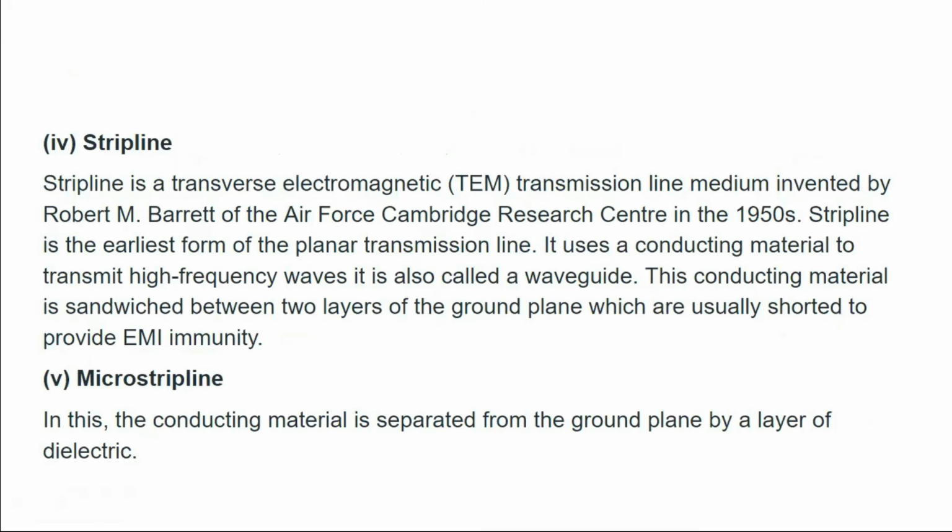The next two are stripline and microstrip line. We do not use these often; they were followed years back. Stripline is a transverse electromagnetic transmission medium invented in 1950, which transmits high frequency waves and is also called a waveguide. The conducting medium is sandwiched between two layers of ground plane, which are usually shorted to provide EMI immunity. In microstrip line, the conducting material is separated from the ground plane by a layer of dielectric.